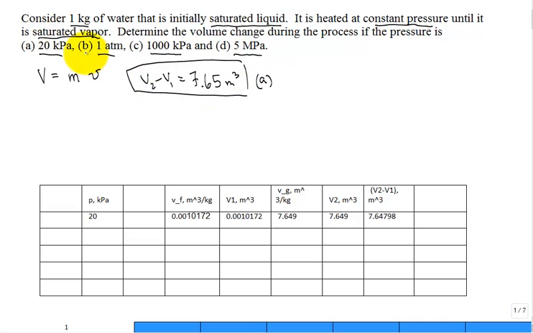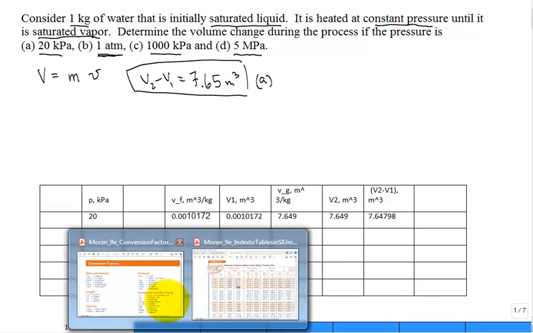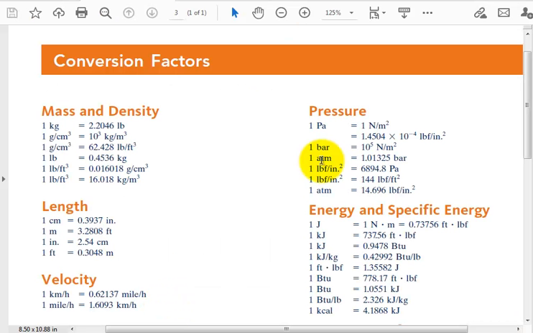All right, let's take a look at B. They give us information, but it's in 1 atm for the pressure. So we want to convert 1 atm into kilopascal. So we can go to conversion factors, and in pressure we have 1 atm is this many bar, 1.01325. And what do we know about this 1 atm? Well, it's the atmospheric pressure, and it's special. That's the boiling point of water is 100 degrees C.